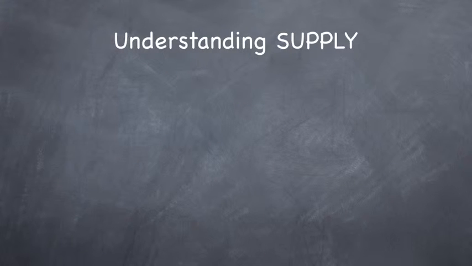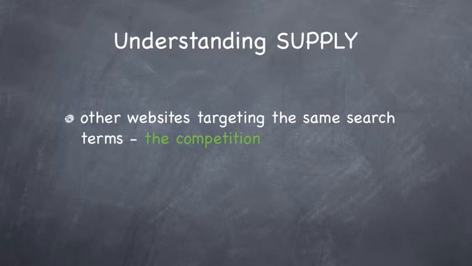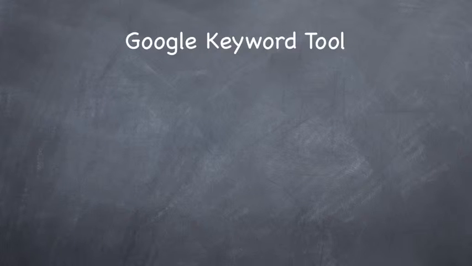Now, last week I talked about the supply side of the equation. Essentially, this means the other websites targeting the same search terms as you. That's right, the competition. We talked a lot about the quantity of the competition, the number of competing web pages for your search terms, and we talked a little bit about quality, and that's what I'm going to talk more about this week. Let's talk about the techniques and tools that I spoke about last week.